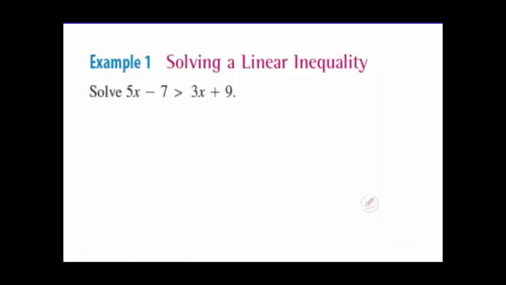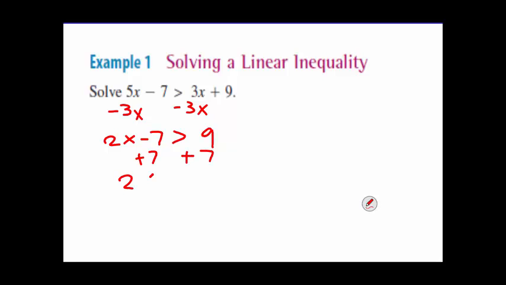Alright, so the easiest one, a linear inequality, we are going to start off by subtracting 3x from both sides to get the x's to the left, and then we're going to add 7 to both sides to get the numbers to the right. So now we've ended up with 2x is greater than 16, and you guessed it, divide everything by 2, and we get x is greater than 8.